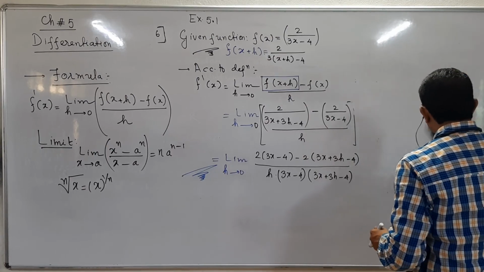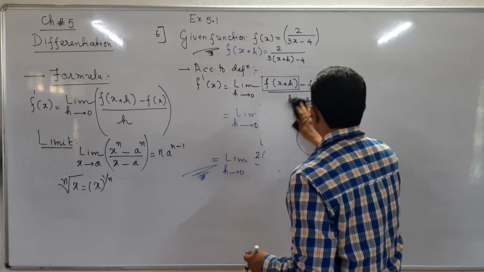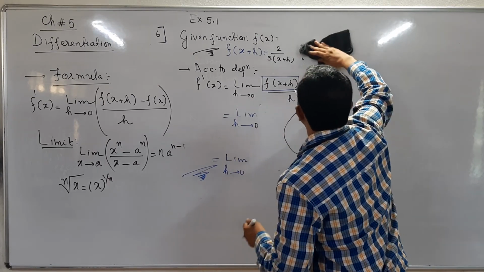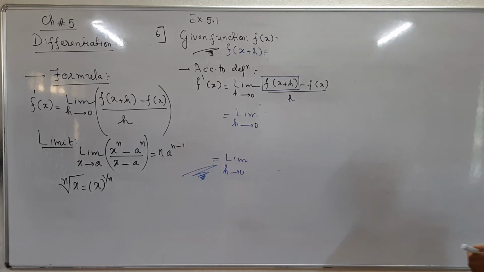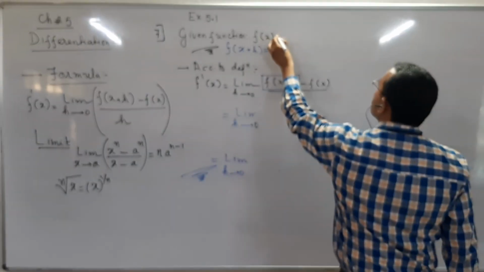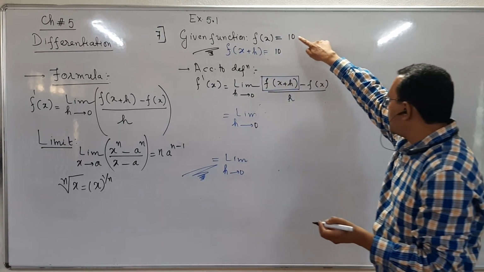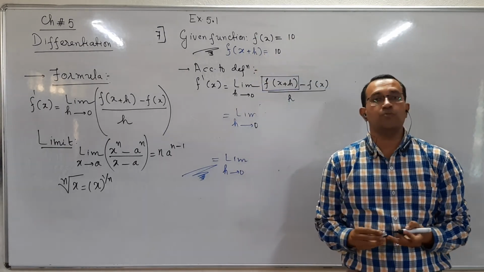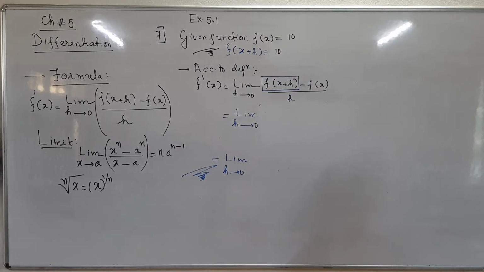Now the last sum of the lecture and the exercise we are doing. It is sum number 7, f of x is equal to 10. So what will be f of x plus h? 10. Because is there any x to be replaced by x plus h? No. So when it is a constant, f of x plus h will also be the same. Understood, students? There is no x on the right hand side which is to be replaced.